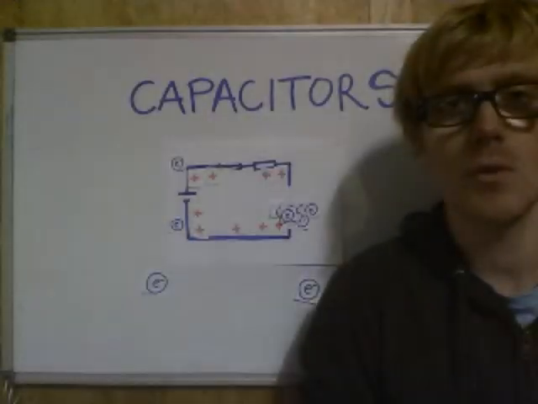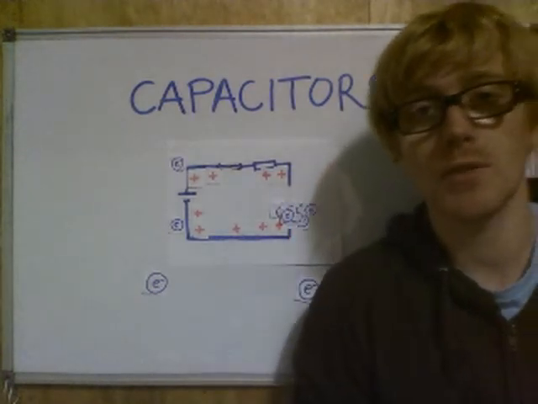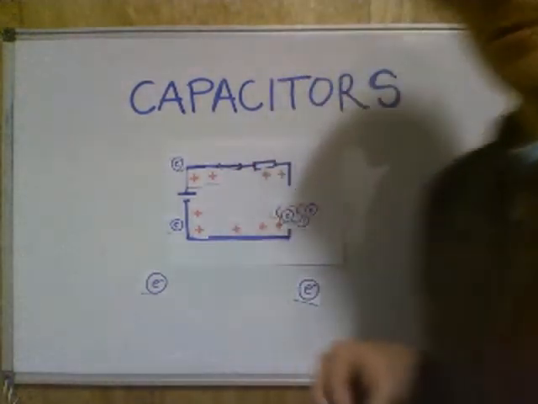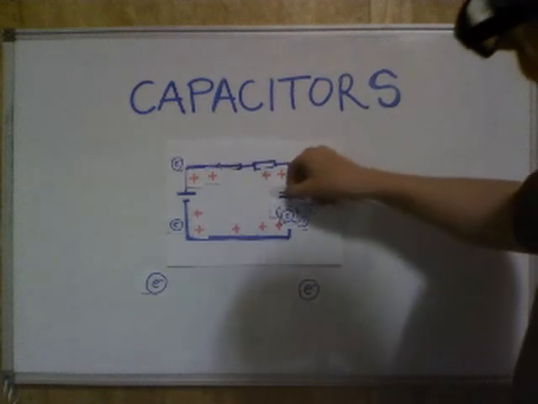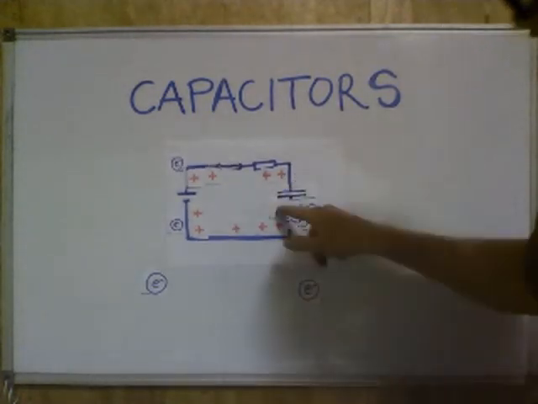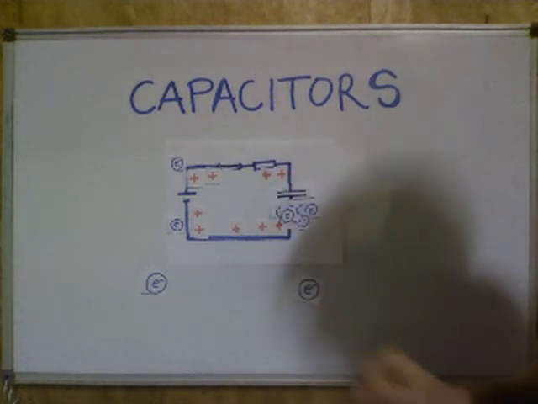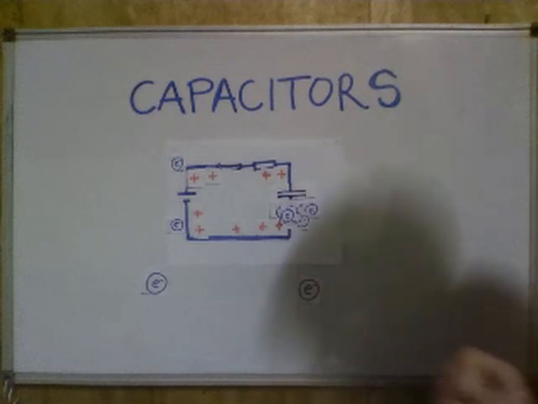And what we've just seen here with the open circuit is essentially how a capacitor works. A capacitor is a tiny break in the circuit between two metal plates. And when a capacitor is working, electrons build up on one side, positive charge is left on the other side, and we create a voltage between these plates.